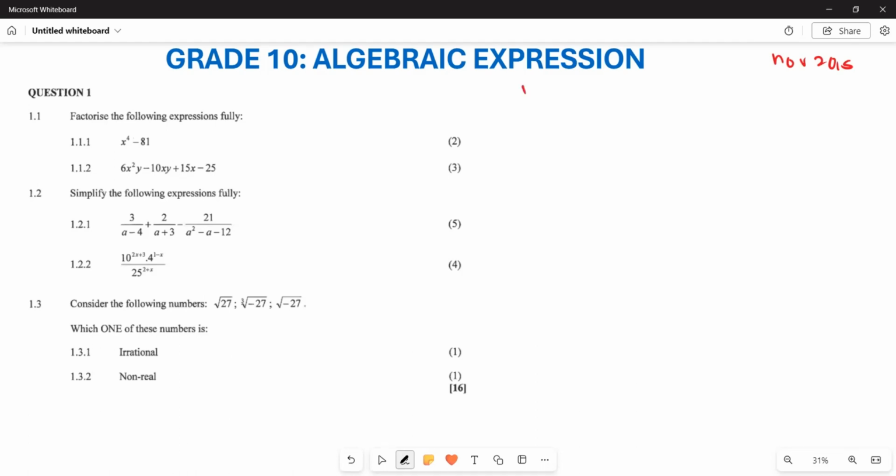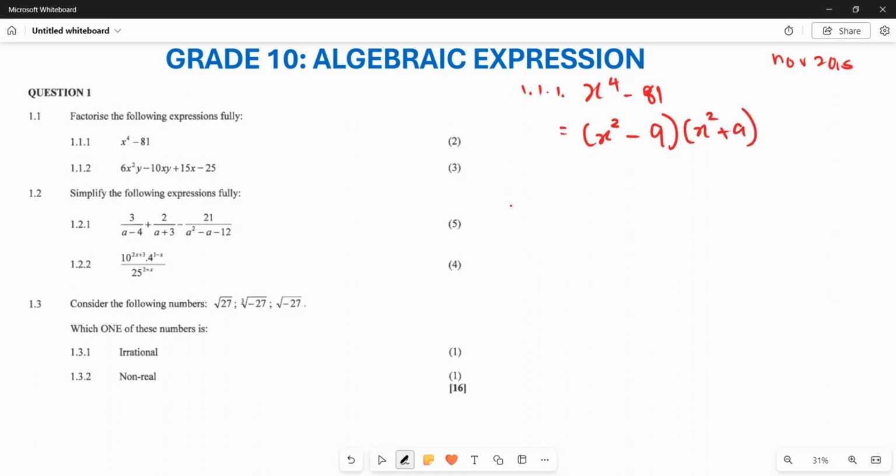In here, you are given x to the power 4 subtract 81, right? Most of you might think of whether this is going to be a difference of two squares or not. Let's look. Is 4 a square number? Yes, 4 is a square number and also 81 is a square number. So yes, this is still your difference of two squares, which means this is going to be x to the power of 2 subtract 9 and x to the power of 2 plus 9.